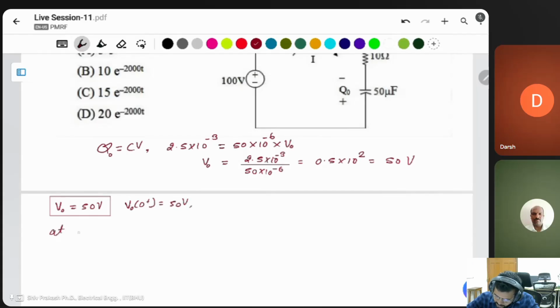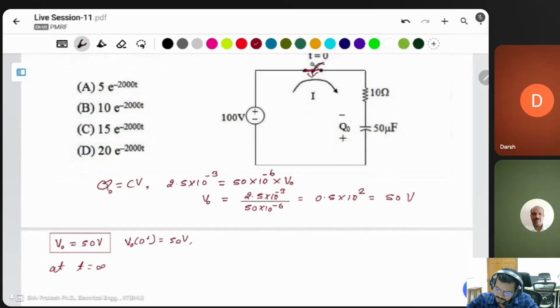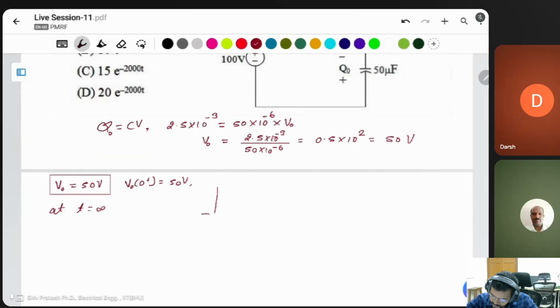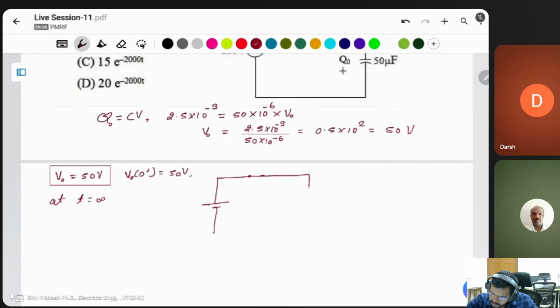Then what is the voltage at t is equal to infinity? The switch is closed at t is equal to 0. It means at t is equal to infinity, the switch is closed and the capacitor will be open circuit. This switch is closed, then a resistance is there and the capacitor will be open circuit. This is the capacitor voltage at infinity.